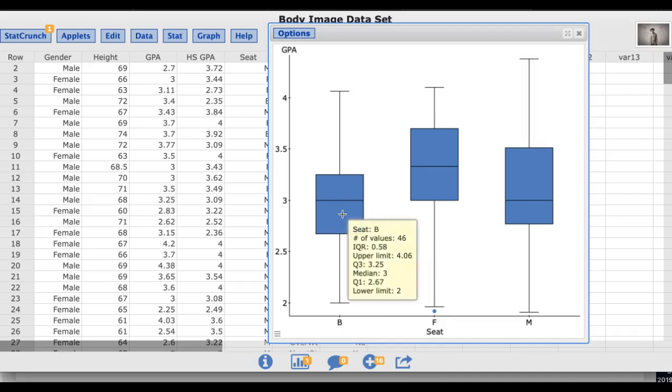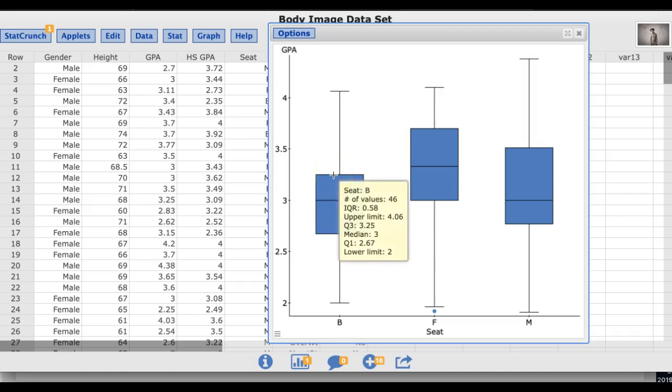If we look at the back row, 50% of the GPAs for the back row land between a GPA of 2.67 to 3.25. So we get 2.67 to 3.25.